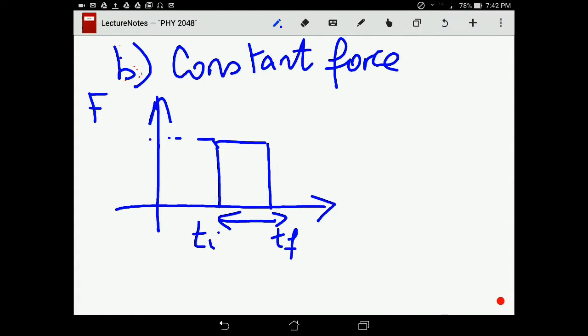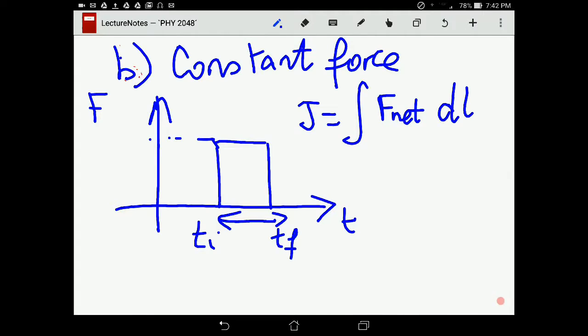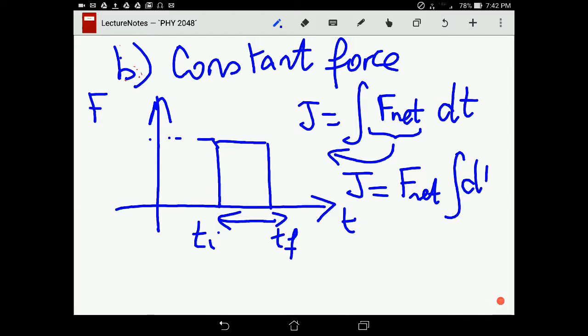So if we go back to the calculation of the impulse, the J, we had earlier the integral of the net force over the time range, but if the net force is constant, then we can take it out of the integration sign, and we can say that the impulse is the net force times the integral of dt between the initial and the final time. But that is the following.